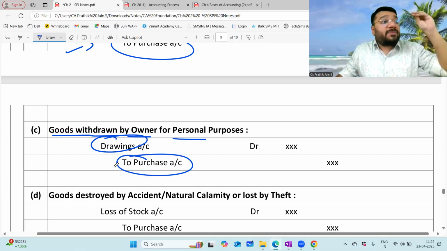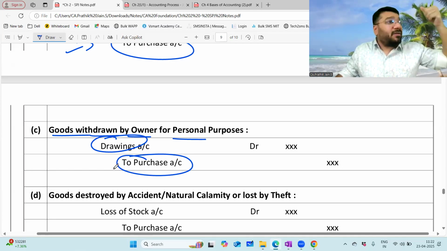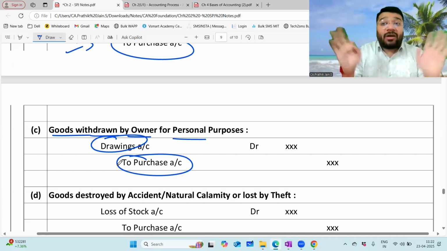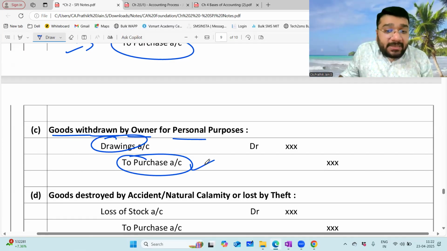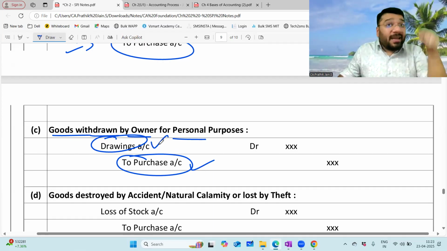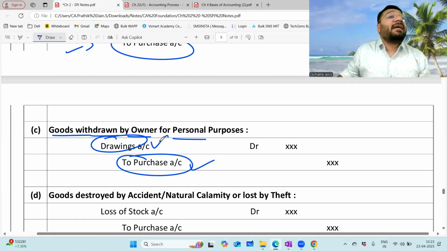5,000 rupees worth of chocolate I recorded in the purchase account, promising that I'll sell it. But instead of selling, what I did, I consumed for my own self. So I have not fulfilled the promise. Then this 5,000 cannot remain in your purchase account. So I have to reverse the purchase account and record that in my drawings account. Why in drawings account? Because this money I have to recover from the owner. Until I get the money from owner, I'll catch hold of his capital account.